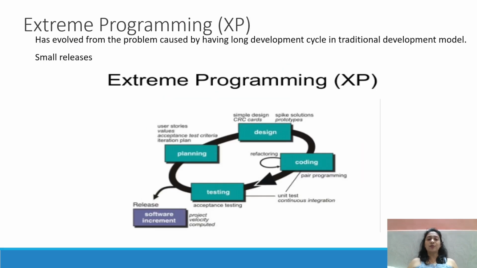This is XP, extreme programming, which evolved from the problems caused by long development cycles in the traditional development model. With small releases, we can use this in startup projects, where we need some research and development, POC kind of things. There we can use extreme programming. You can see it has the cycle of planning, designing, coding, and testing, and then a software increment, while releasing. Then again increment, planning, design, coding, and testing.